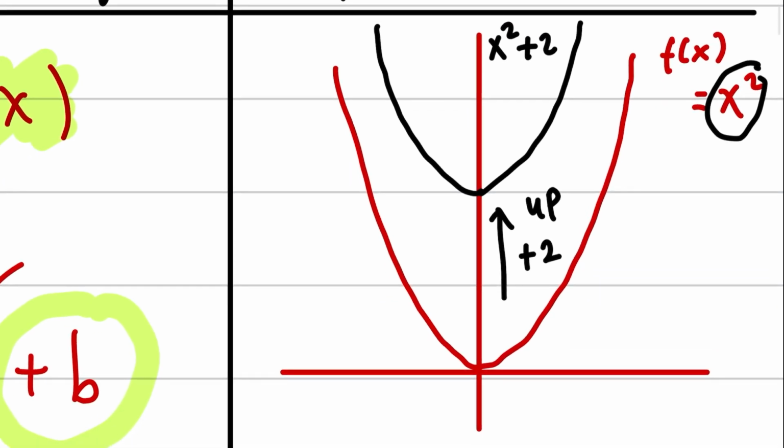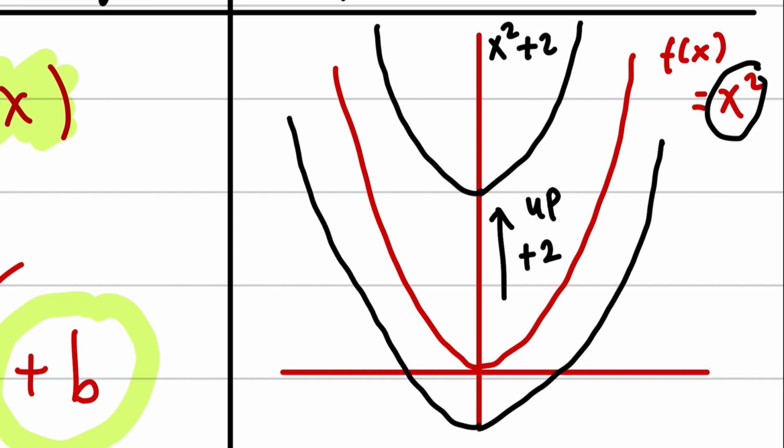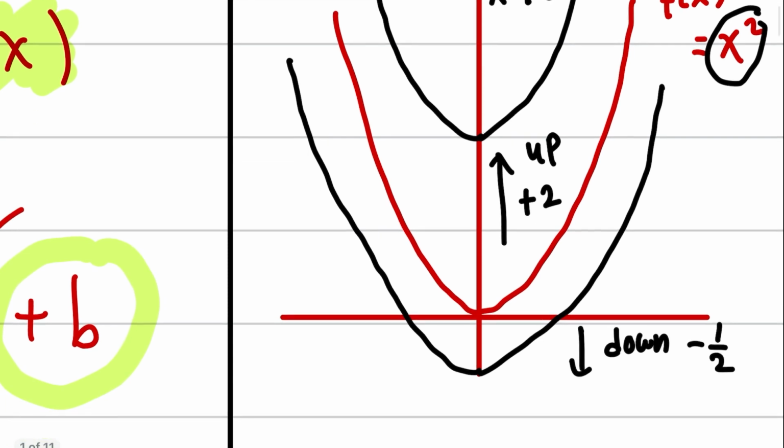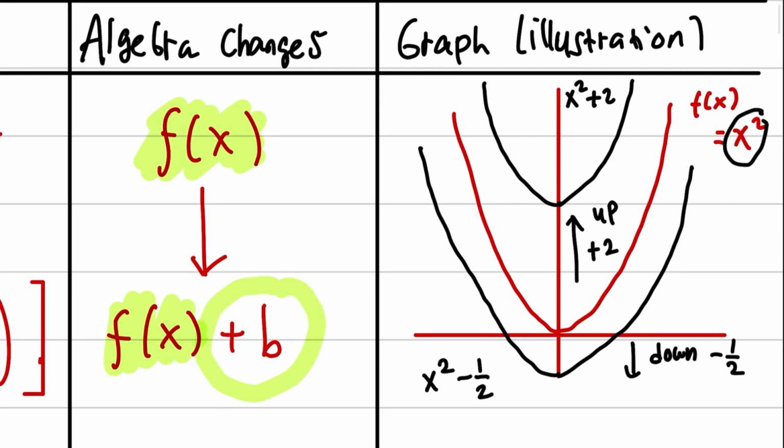But if we move it down by half, or we say down with minus half, means that the function will be x squared minus half. So if you move it up, just plus that number, move it down, just minus.